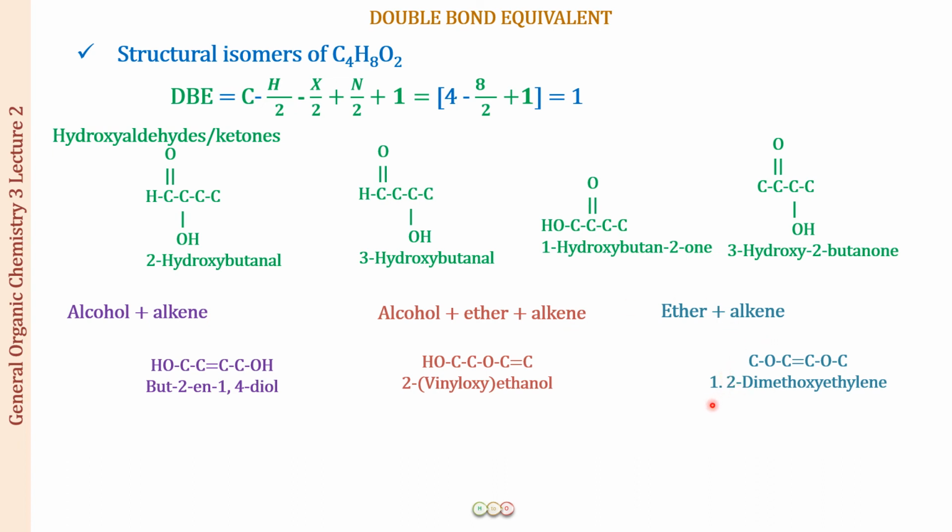So the name of this compound is going to be 1,2-dimethoxyethylene. My base compound is going to be the carbon bonded to carbon by a double bond. So this is ethylene, and we have two methoxy groups attached to the ethylene, right? So this is going to be 1,2-dimethoxyethylene.